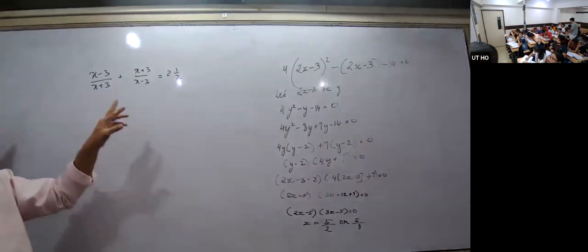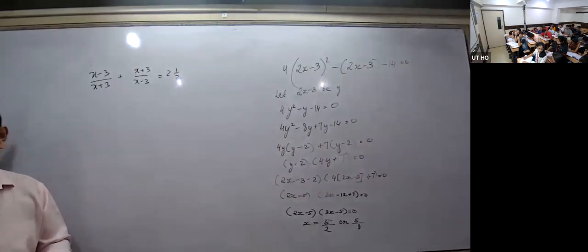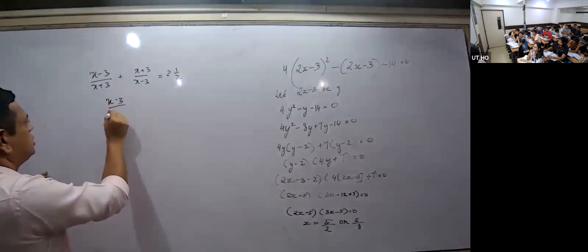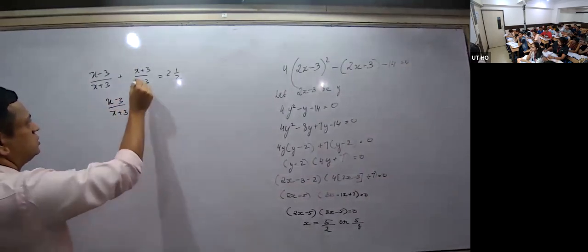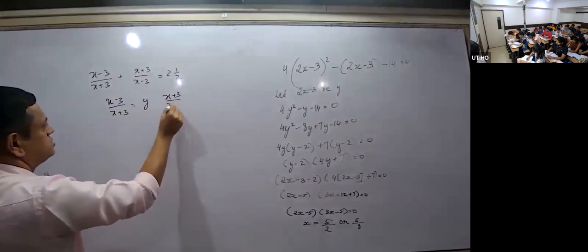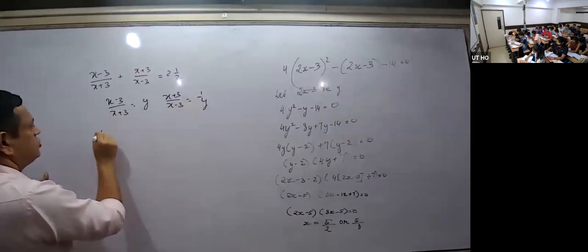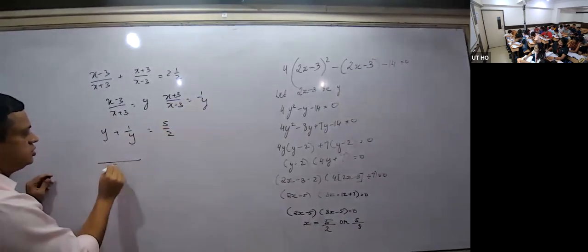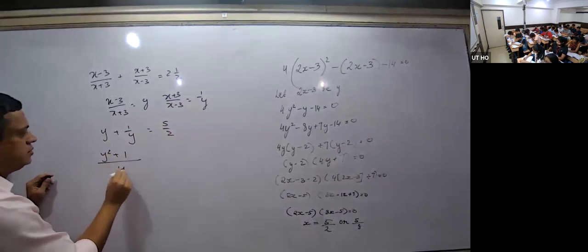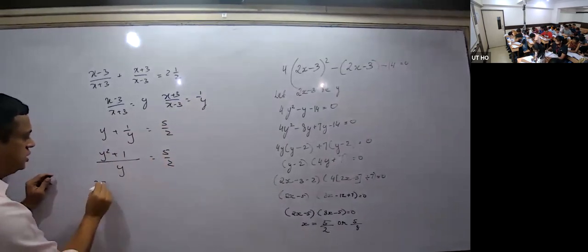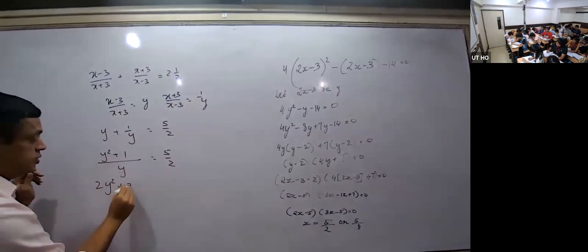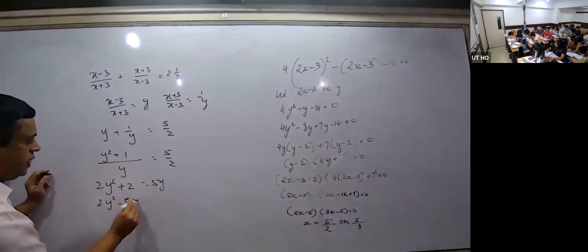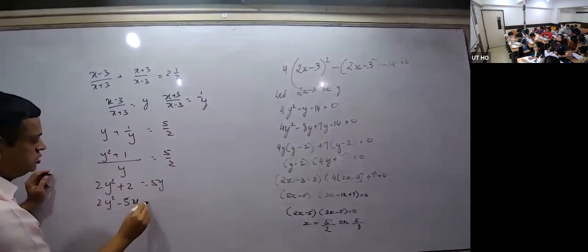Here you can see one of them, you take it as y, the other one is its reciprocal. So you can take (x minus 3) upon (x plus 3) is equal to y. Therefore, (x plus 3) upon (x minus 3) is equal to 1 upon y. Therefore, y plus 1 upon y is equal to 5 by 2. LCM you can take y, so y square plus 1. Cross multiply, that is 2y square plus 2, remember to multiply here also, is equal to 5y. That is 2y square minus 5y plus 2 is equal to 0.